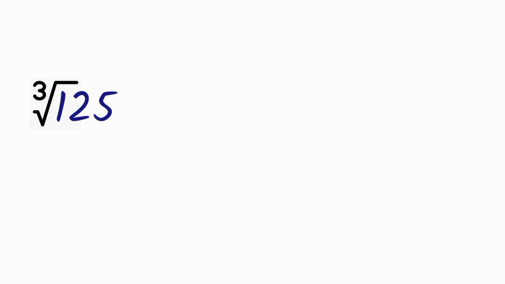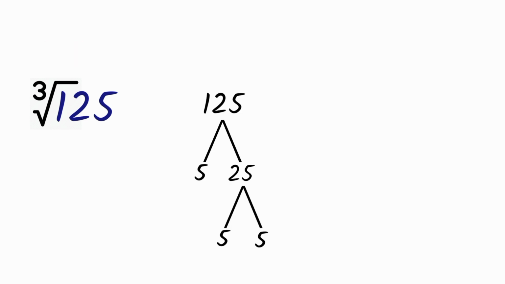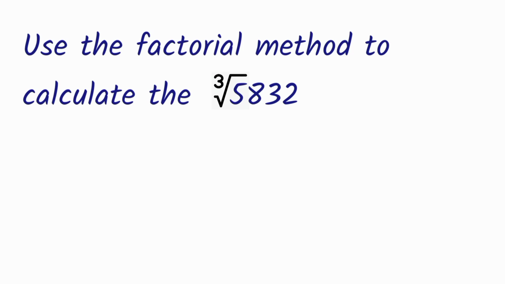So we find that 125 is 5 multiplied by itself 3 times. That means the cube root of 125 is the same as the cube root of 5 times 5 times 5, which gives us 5. Use the factorial method to calculate the cube root of 5832.